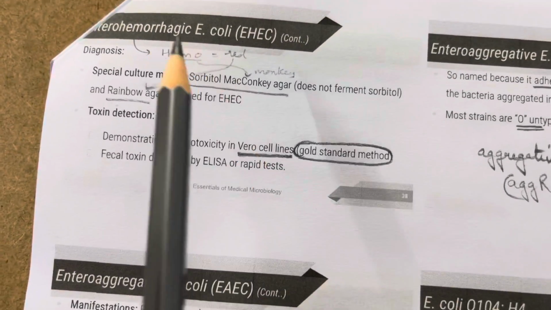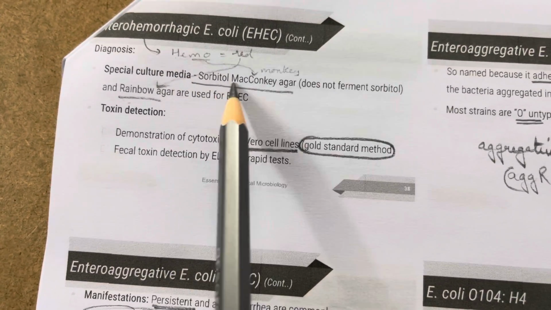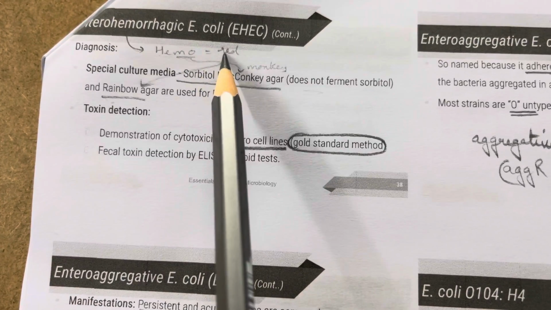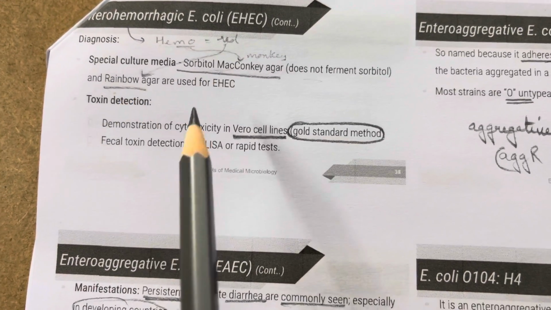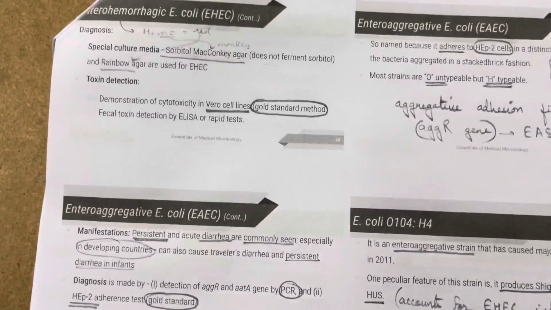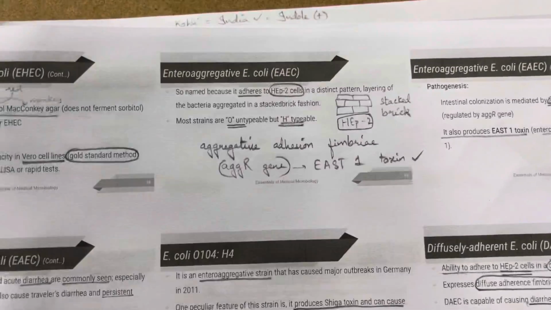Next, EHEC diagnosis. So hemorrhagic, right? So MC for MacConkey, so MacConkey agar, it does not ferment sorbitol, and also red, right? So rainbow agar is used. Toxin detection, you can use cytotoxicity demonstration in Vero cell lines, which is a gold standard method, and fecal toxin detection by ELISA or rapid tests.